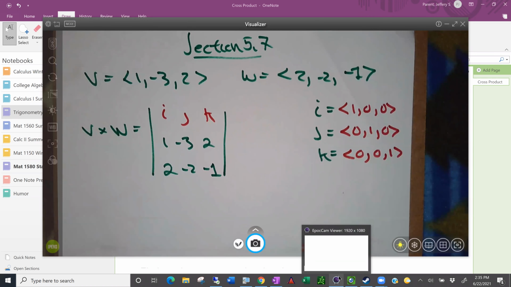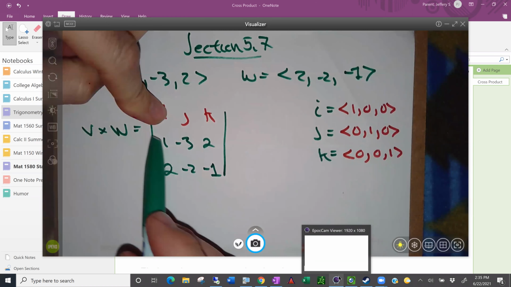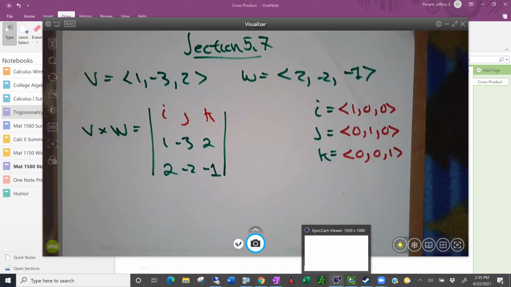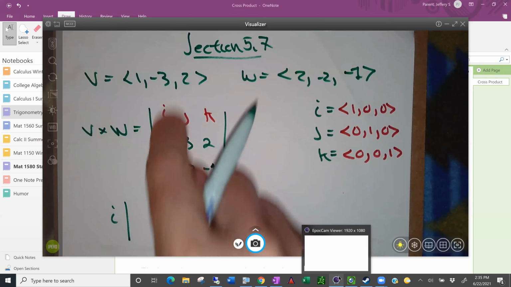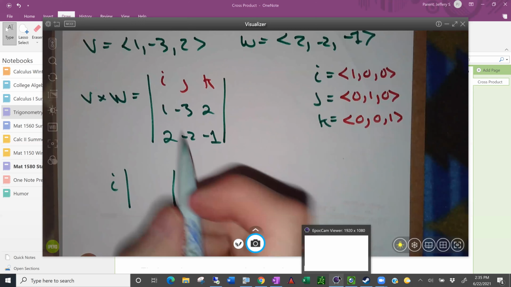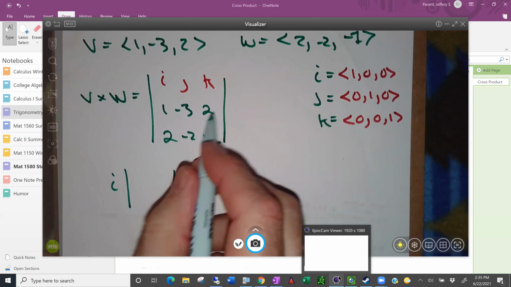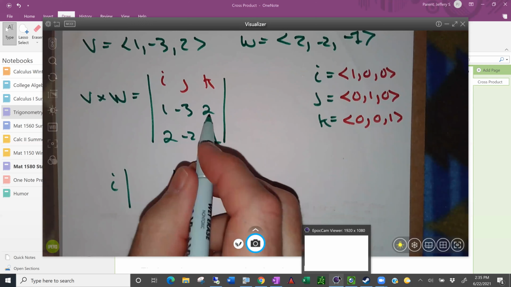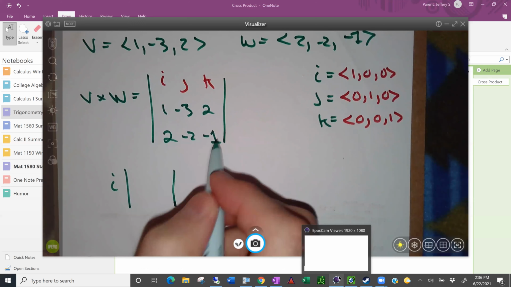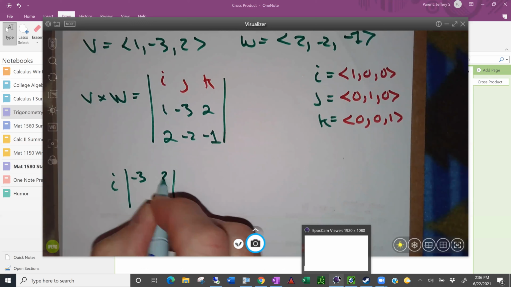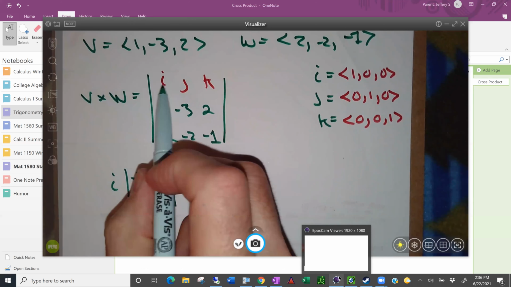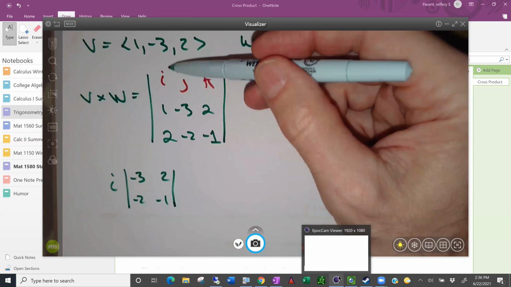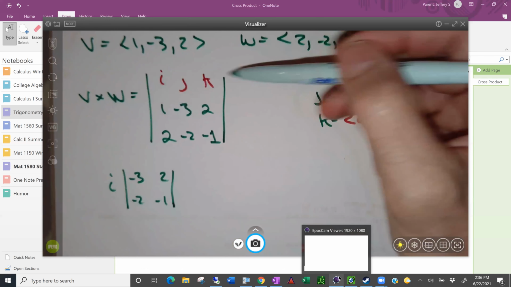We're going to start with the i and do what's called cofactor expansion. It's going to be i times the matrix that I get when I cross off this row and this column, or the determinant of that matrix. So that's going to leave behind negative 3, 2, negative 2, negative 1. So there we go. We got the i part. Cross off this row and this column.